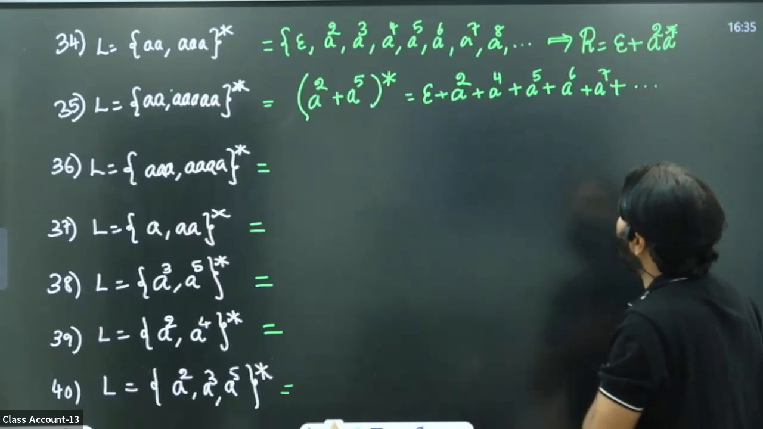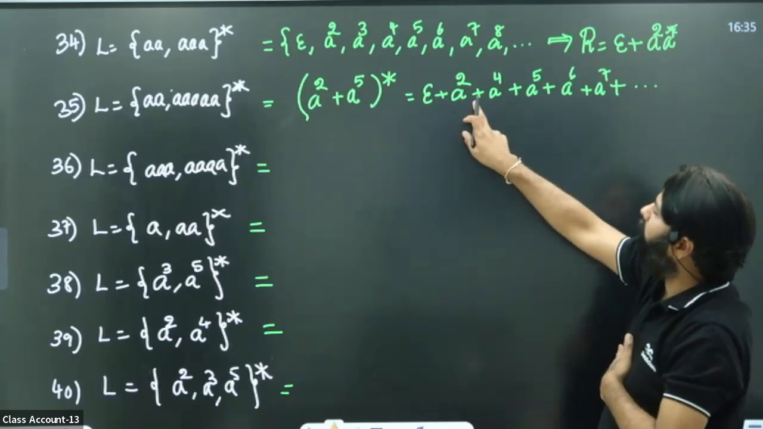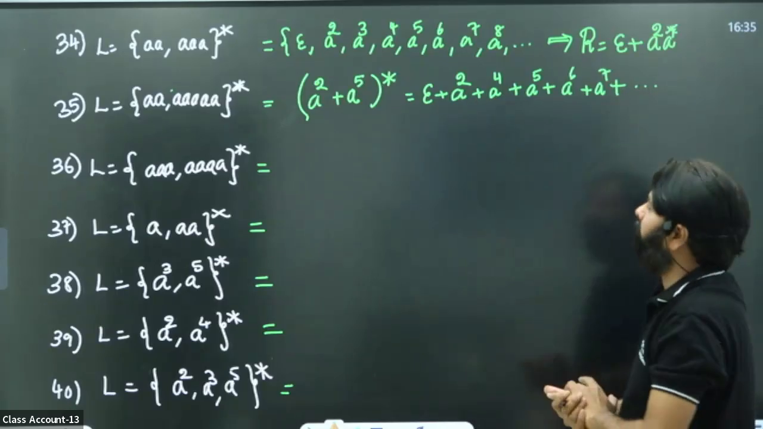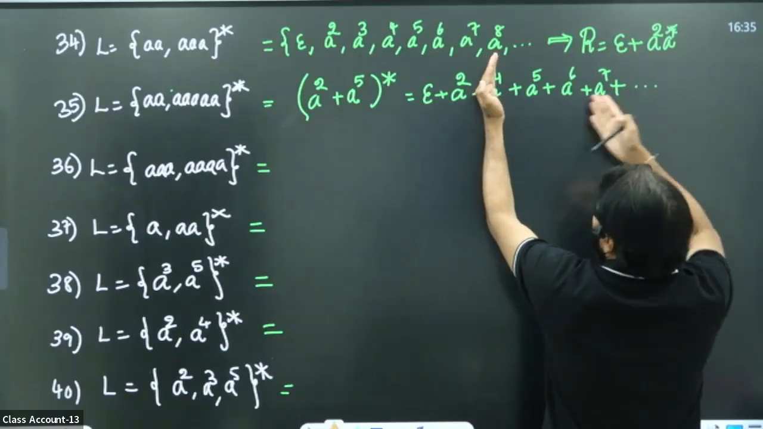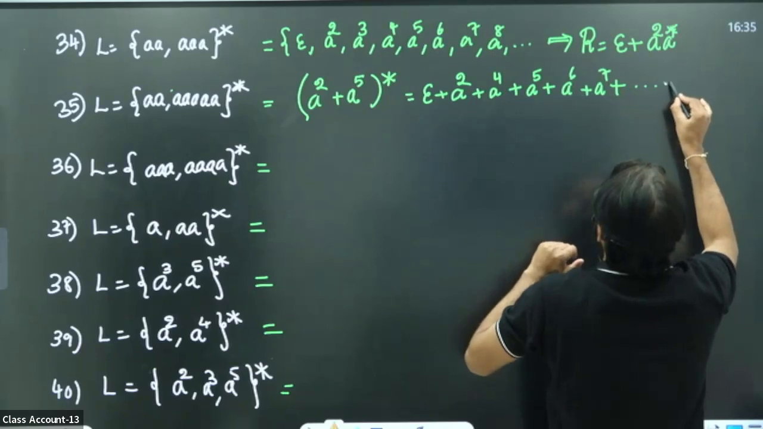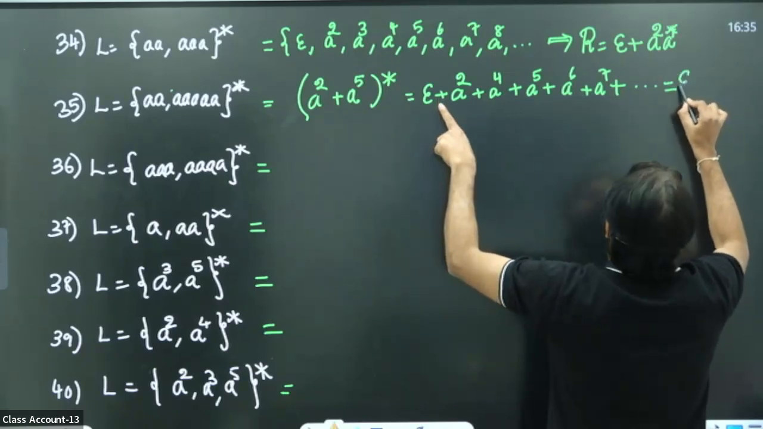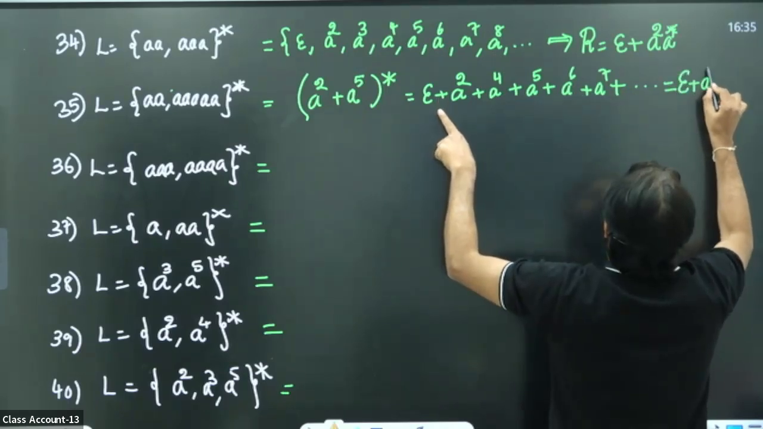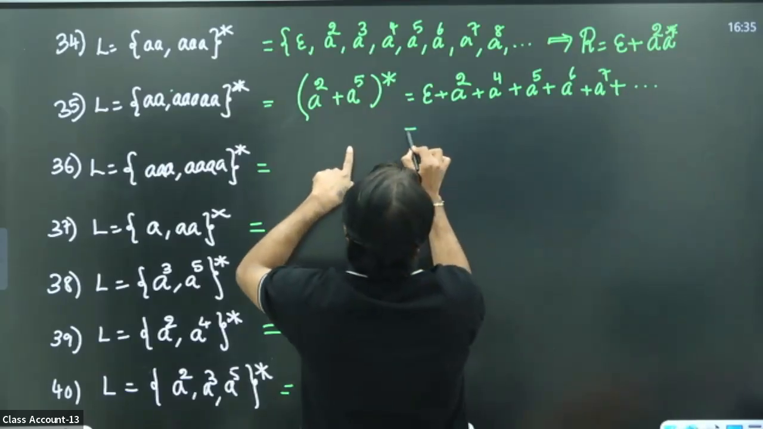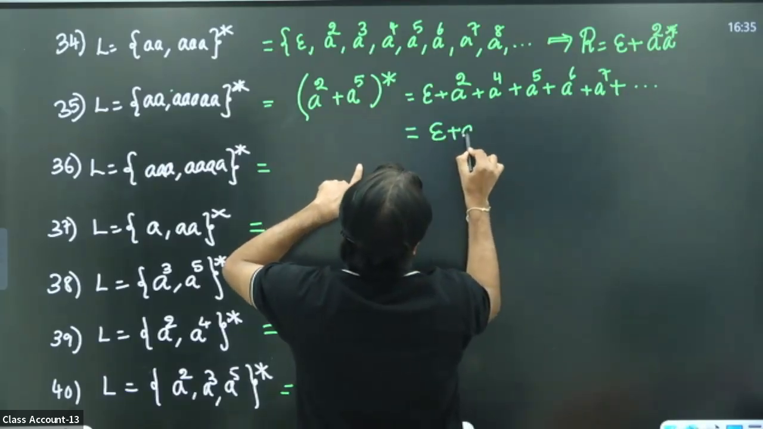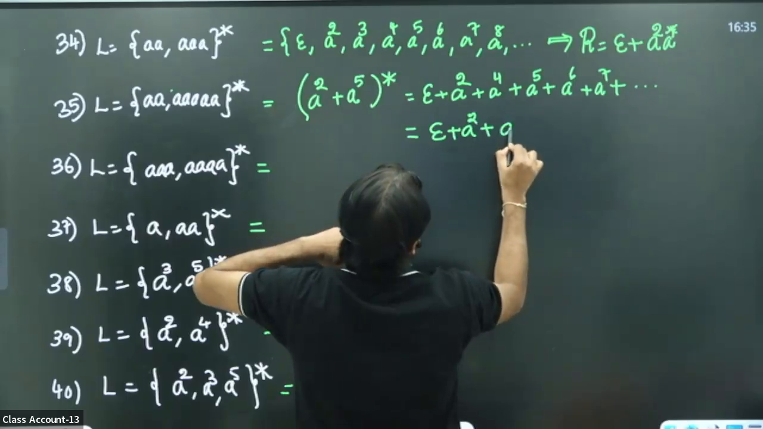Now, when you look at this, you don't have a, you don't have a power 3. Every string else, you have it. So once you get a power 4, later on, very easy to understand because every string is there. So how can you simplify? Epsilon should be there. A square should be there. Correct? Right here. Epsilon is there. A power 2 is there.